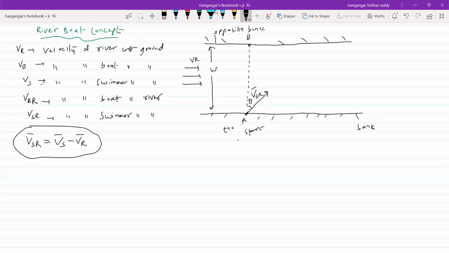What about velocity of swimmer with respect to ground? Here the river current will push him. So the resultant velocity will be somewhere here. This is what? VS.